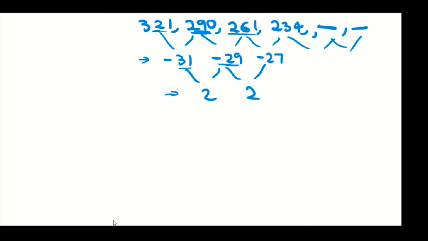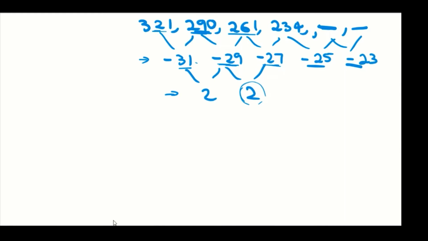To find the next two terms, because the second difference is 2, it means this sequence is increasing. Remember, negative 31 is smaller and this negative 27 is larger. So the first difference is increasing by a constant difference of 2. Meaning that here it's going to be minus 25, and then here it's going to be minus 23.